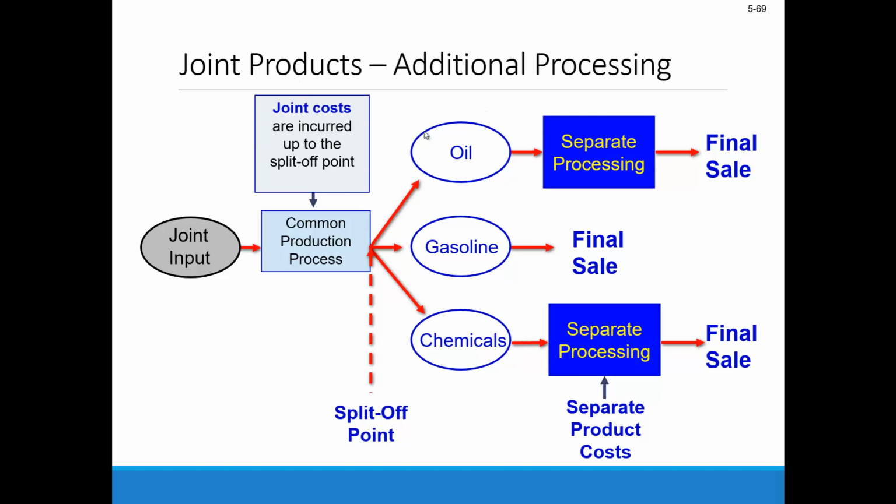Then again, sometimes these particular products that come out of that common process can either be sold right here after that split-off point, or maybe they can undergo some separate processing that leads to a new product that's the one that actually gets sold. If we have additional costs associated with that, we're just referring to those as separate product costs. And we're saying maybe this additional processing incurs some additional cost to get it ready for its final sale.